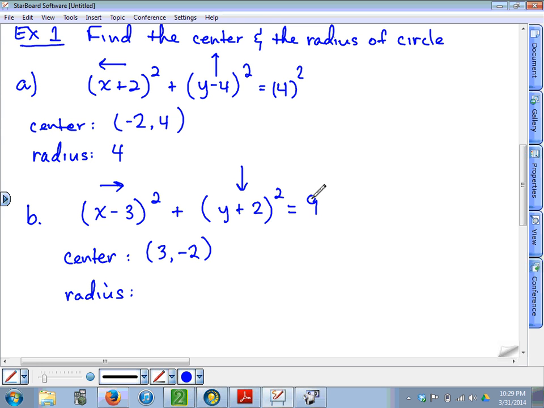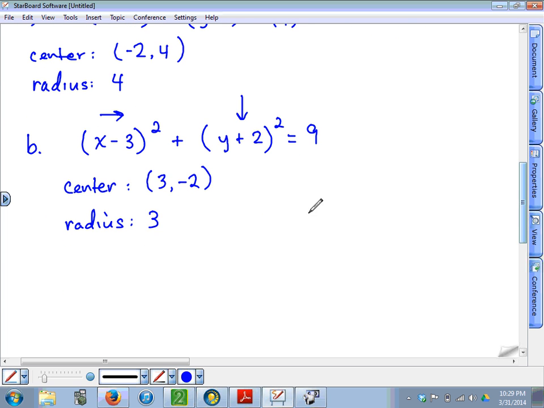The radius is not 9. What number squared equals 9? And that's 3. So the radius is 3. Now, just one more here to avoid confusion.